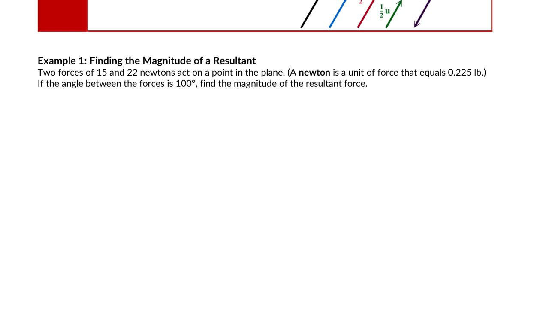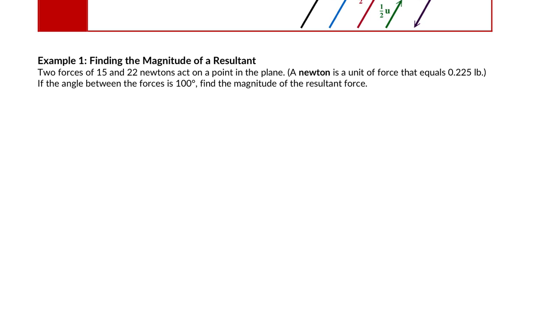Example 1, we're going to find the magnitude of a resultant. Remember, a resultant is what you get when you add two things together. It says two forces of 15 and 22 newtons act on a point in the plane. Note that a newton is a unit of force that equals 0.225 pounds. If the angle between the forces is 100 degrees, find the magnitude of the resultant force.